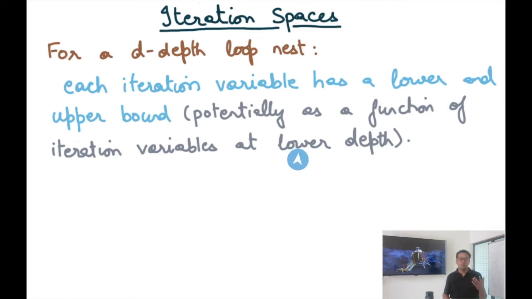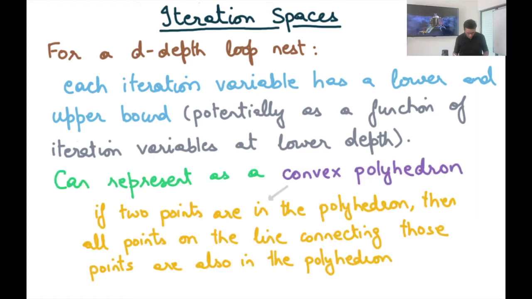And so the bounds of j can be expressed as functions of iteration variables at lower depth. In other words, the upper bound and the lower bound for j can be functions of i in this particular example. And that's why these iteration spaces need not be perfect cuboids or rectangles or anything like that. They can be any potential convex polyhedron. And so this can be represented as a convex polyhedron, as we also saw in our last module.